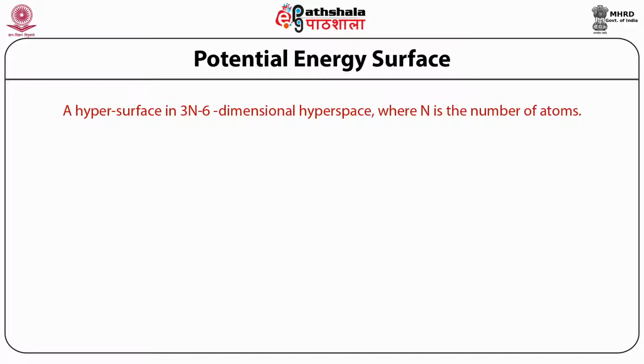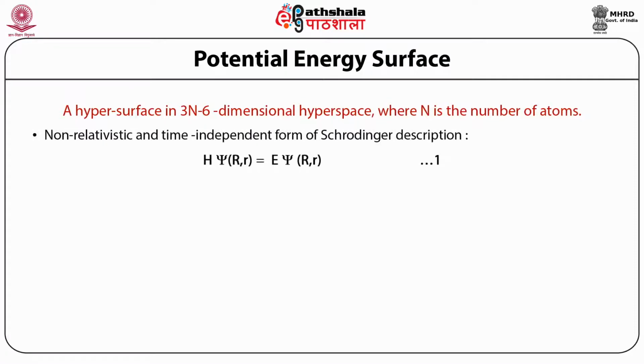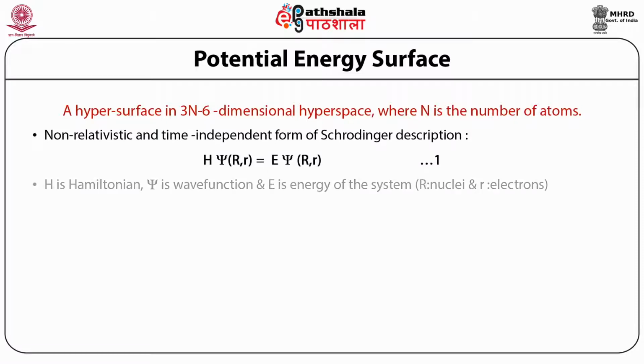It is actually an extension, or a clear understanding, of the quantum mechanical way of doing it. If you look at the equation written as 1, it is a non-relativistic time-dependent form of Schrodinger's equation, where H represents the Hamiltonian, psi represents the wave function, and E is the energy. Now, the function psi would depend on the nuclei, which is R, and small r is electrons.